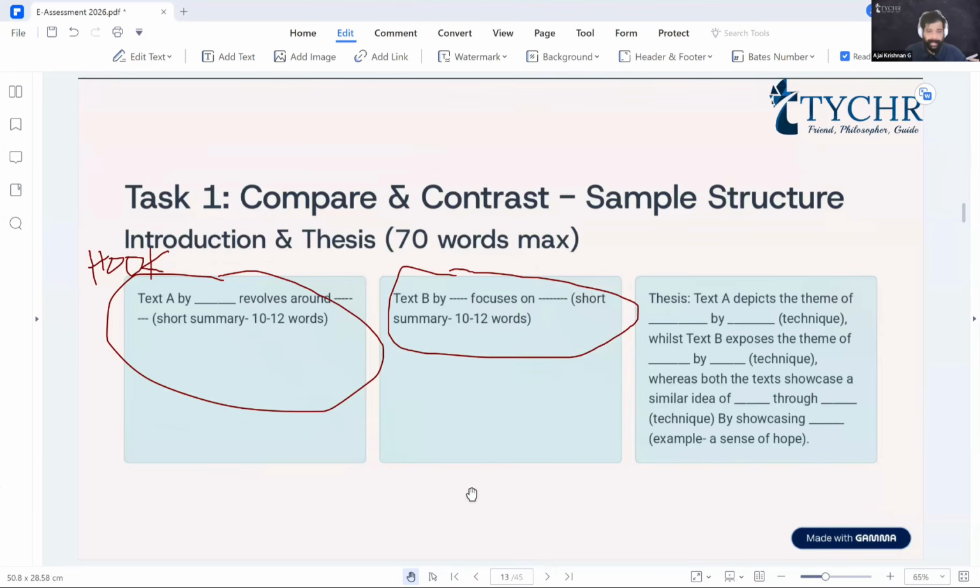Once a hook and the texts are introduced, you go to something called a thesis statement, which becomes the most important pillar stone for any good response. A really good thesis will lead you to write really good body paragraphs. And how do you write a thesis statement? You include both comparative and contrasting elements in a summed-up way in your thesis statement.